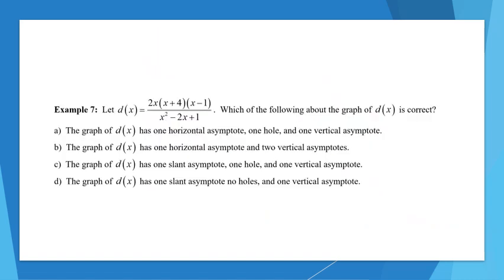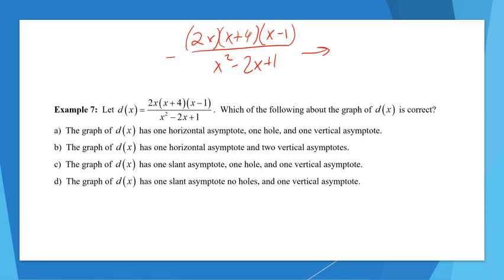All right, so let's try example 7. Here we have an interesting rational function. We have one where we are given the numerator in factored form, but the denominator in standard form, and we are actually going to want to convert it to both forms now. And so let's take a look. Let's convert it to factored form first, and then we'll convert it to standard second.